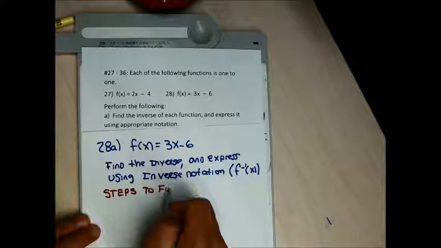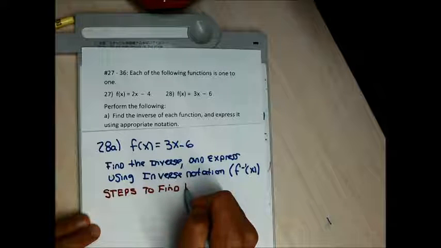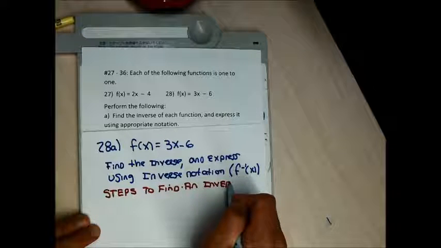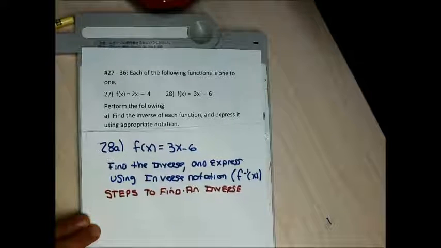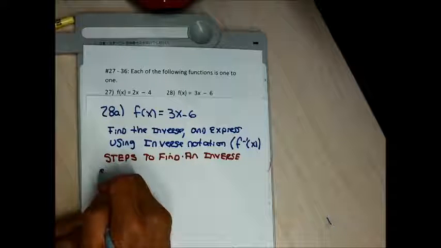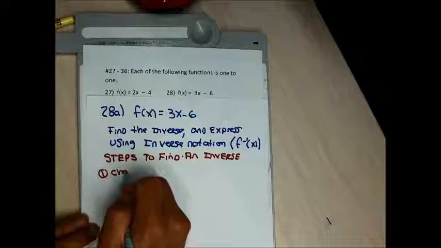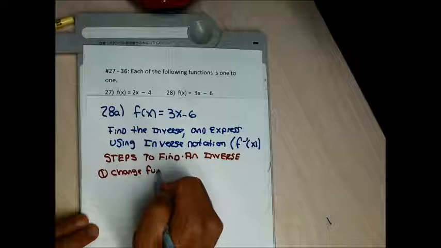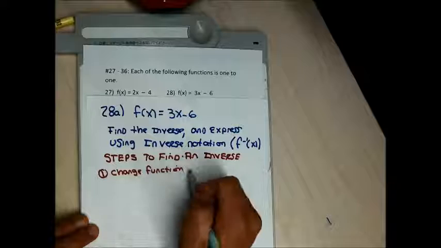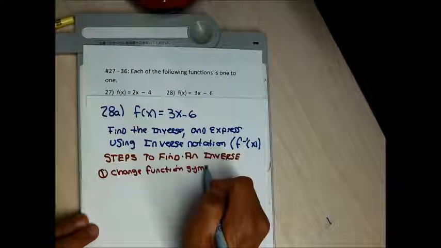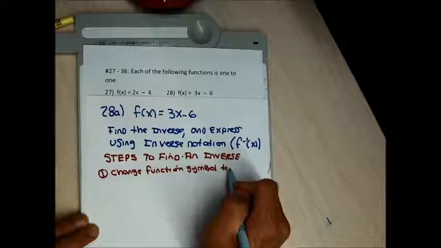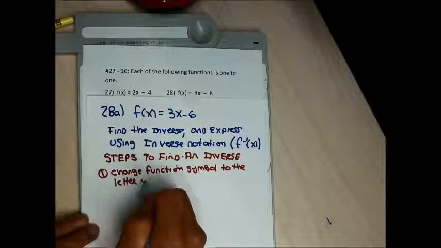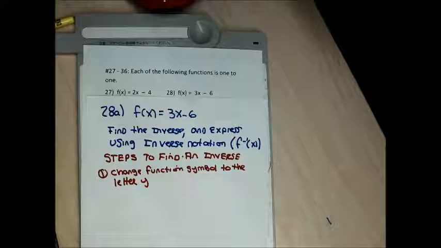So I don't have a set of points. So I'm going to have to follow some steps to find the inverse when a function is given in function notation. The first step is going to be to change the function symbol to the letter y. That's not really any algebra, and that's just going to make my algebra easier to do.